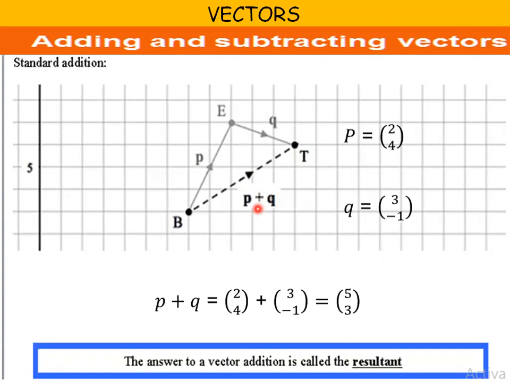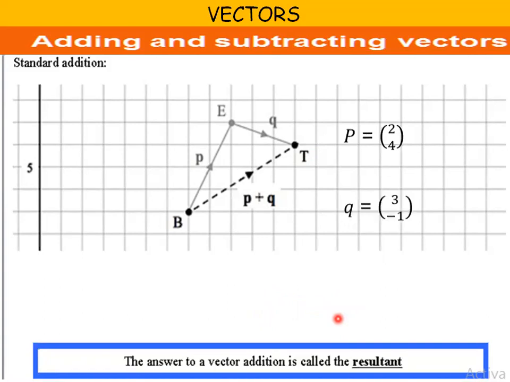So if you have the vector P and the vector Q as given by the column vectors, we can add P and Q, and that will be the x component of P plus the x component of Q. That will be 2 plus 3, that's 5. Then the y component of P plus the y component of Q, that will be 4 minus 1, and that's going to be 3.